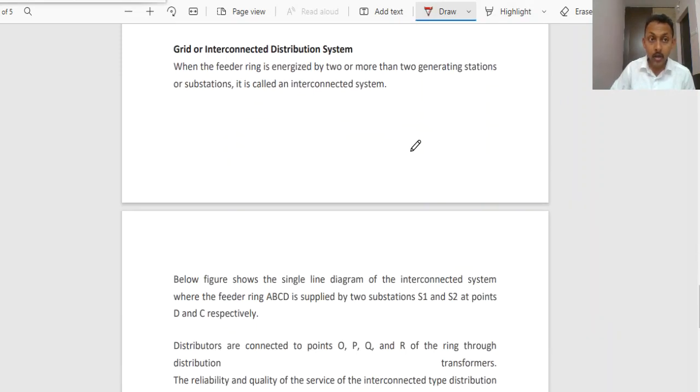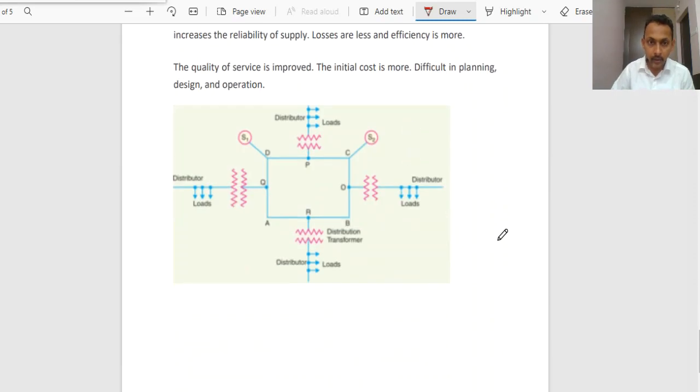Now the third type is the grid or interconnected distribution system. Dear students, here this is the feeder we are having. Three terminologies are important, dear students. One is the feeder, distributor, and service mains. From top to bottom the size will get reduced. Less thickness wire is enough, right?